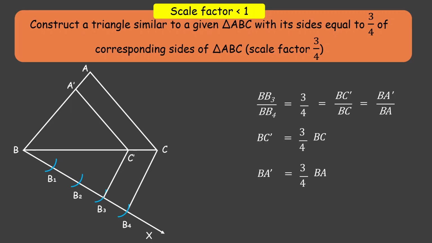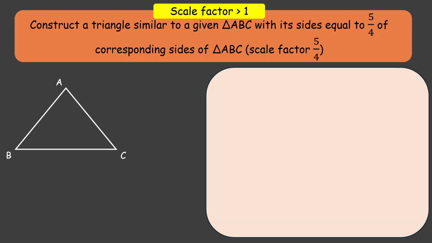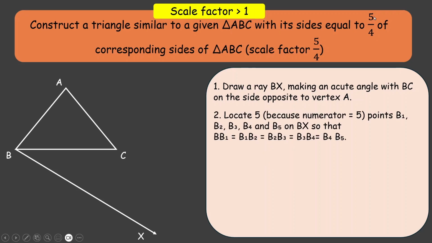Now let us look at the second case, when the scale factor is greater than 1. We'll construct a triangle similar to a given triangle ABC, whose sides are equal to 5/4 of the corresponding sides of ABC. Now, since the numerator is greater, the scale factor is greater than 1. The first step is the same. We'll draw a ray BX, making an acute angle with BC on the opposite side of vertex A. Once again, we'll see which is the bigger number. The bigger number is 5. So we'll make 5 arcs at equal length, B1, B2, B3, B4, B5.